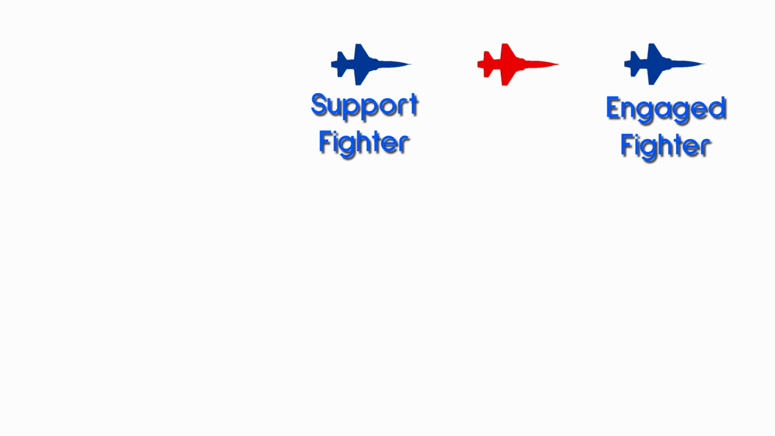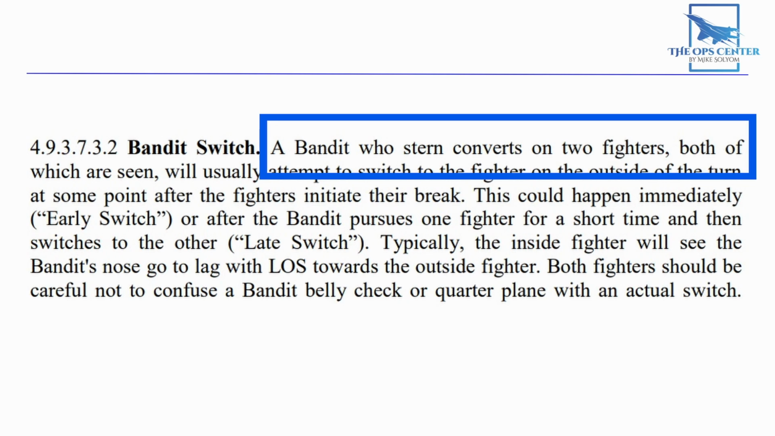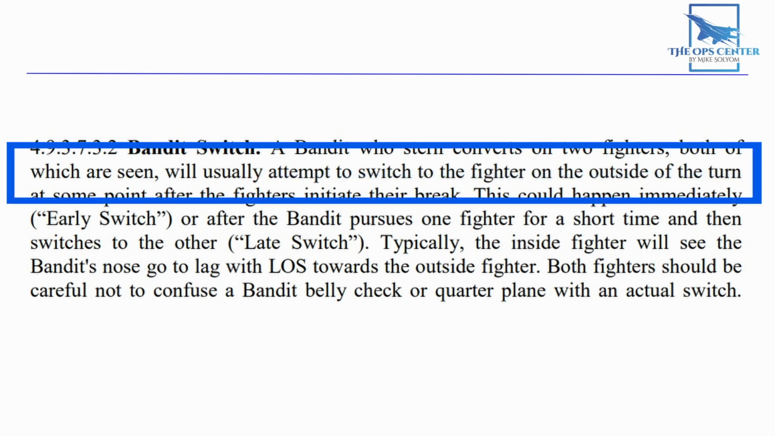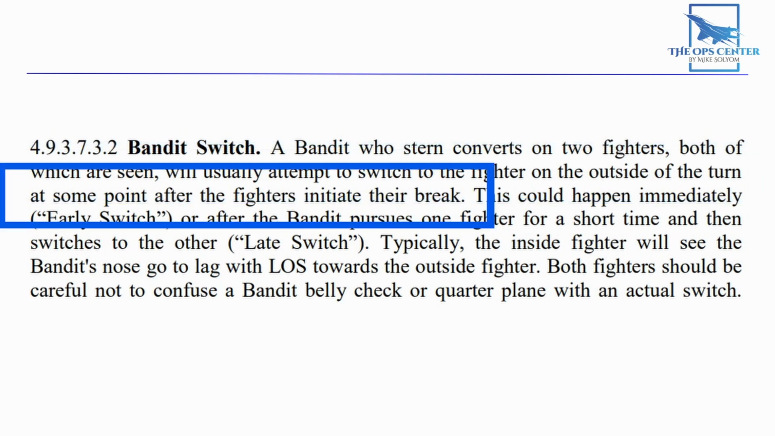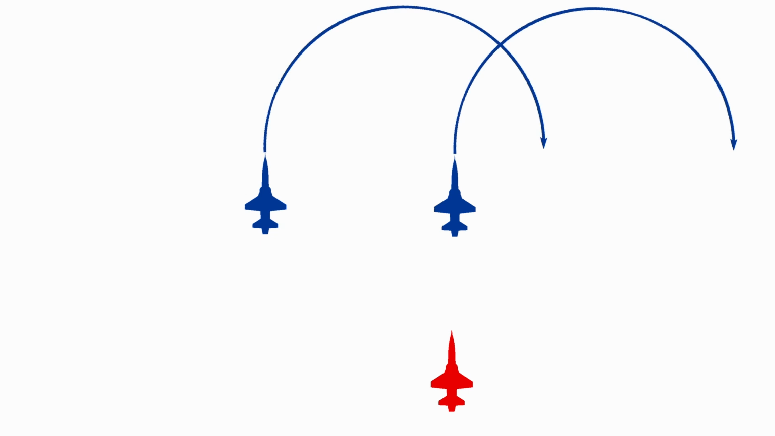The other alternative is called a bandit switch, and here's how it's described by the Air Force. "A bandit whose stern converts on two fighters, both of which are seen, will usually attempt to switch to the fighter on the outside of the turn at some point after the fighters initiate their break. This switch is to prevent being sandwiched. Turning towards the inside fighter guarantees that the outside one will end up in his rear quarter. But going after the outside fighter puts him at the rear of both fighters." But this can only happen when the bandit is aware of both of you.